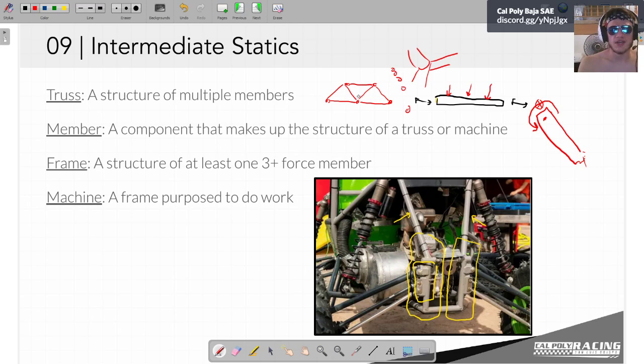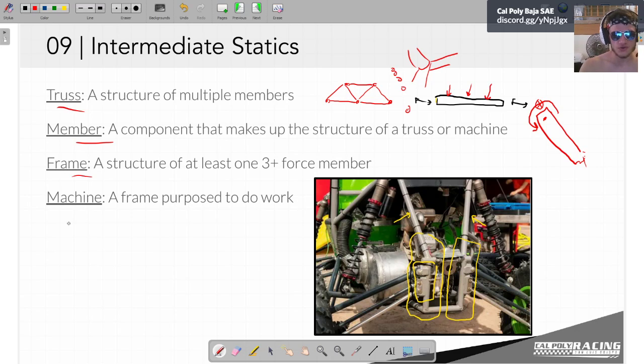So in the case of a bridge or of the chassis on the Baja car, usually considering it a truss structure is pretty applicable. So we went over trusses. We said what members are. Frames, if you were to continue going through this definition, a chassis with suspension attached to it is more like a frame because it turns into components that have at least 3-force members.